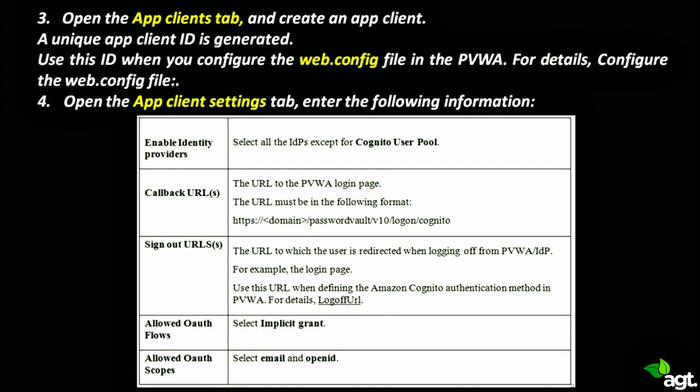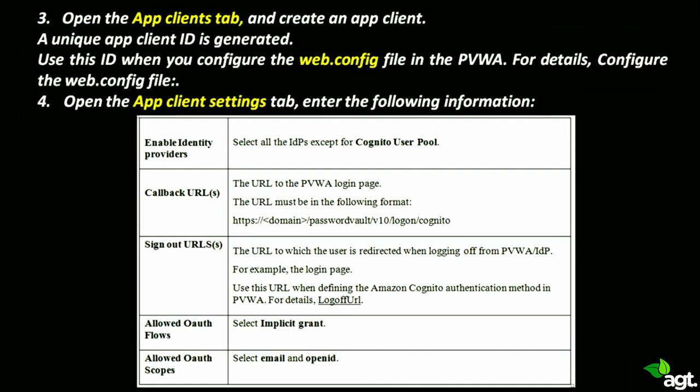Number one is enable identity providers. Select all the IDPs except for Cognito user pool, and set the callback URLs, like the URL to the PVWA login page. The URL must be in the following format: http:// (hypertext transfer protocol), your website, /PasswordVault/b10/logon/cognito, like that.